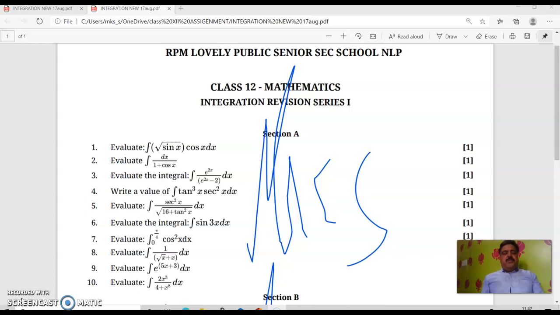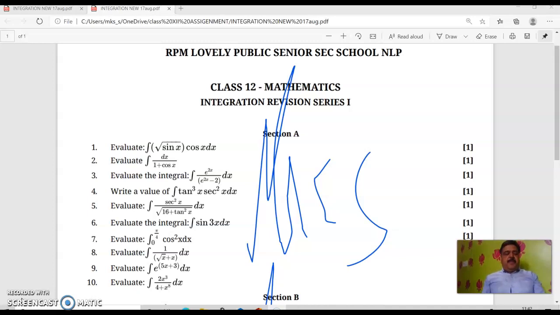Question number fourth, we have tan cube x into sec square x. Now simply if you put tan x is equal to t, you will get sec square x dx is equal to dt, and it will be of type t cube dt. So very first question is a similar type, x to the power n dx integration, that will be done from that particular point of view.